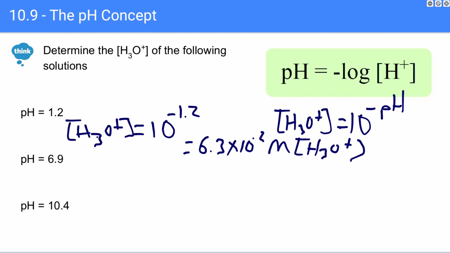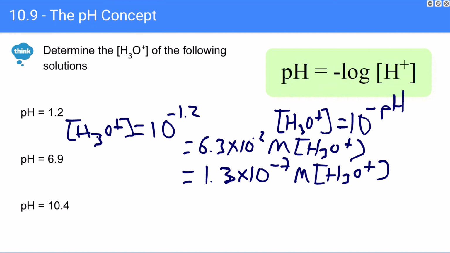Let's do that with negative 6.9. So what we end up with here is 1.3 times 10 to the negative 7th. Then lastly, we do it for negative 10.4. Much easier there. We get 4.0 times 10 to the negative 11th.